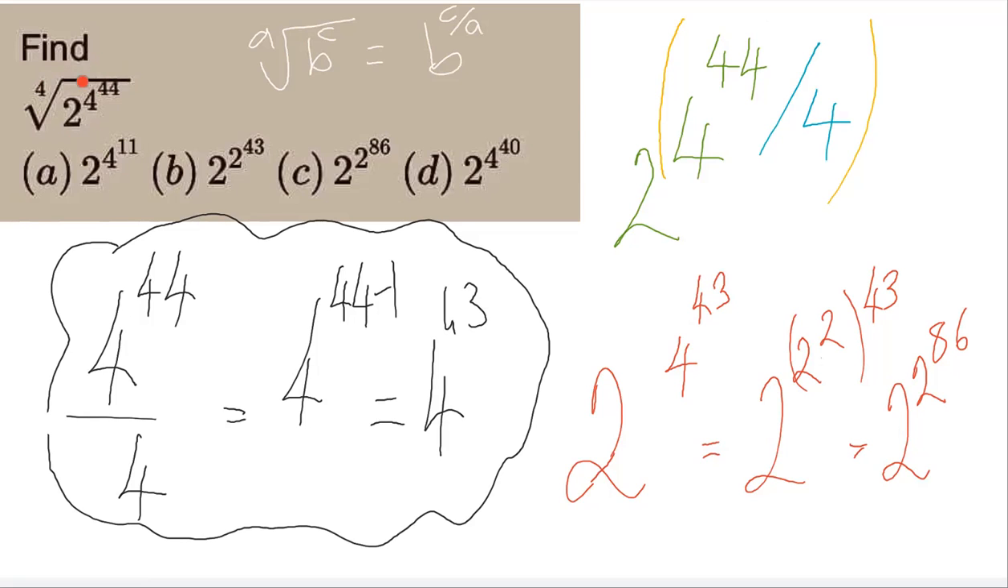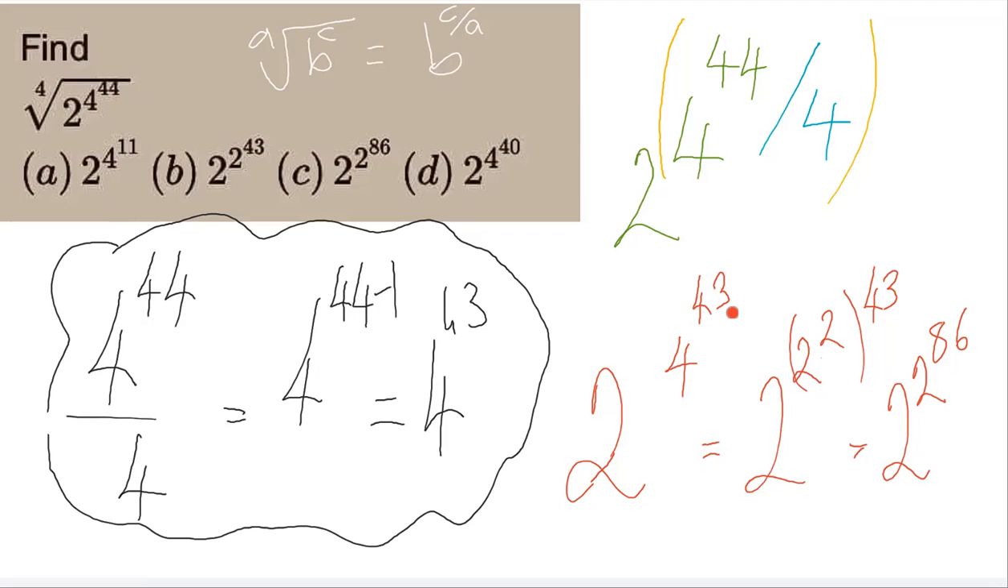If we apply this rule here, we are going to get 2 to the power of 4 power 44, divided by the degree of the root. The power of this 4 is also 1. So we simplify: 4 power 44 divided by 4 equals 4 power 44 minus 1, because this has a power 1. Since bases are equal, we use the division rule. We subtract the powers, and the result is 4 power 43. Now the simplified version is 2 power 4 power 43.